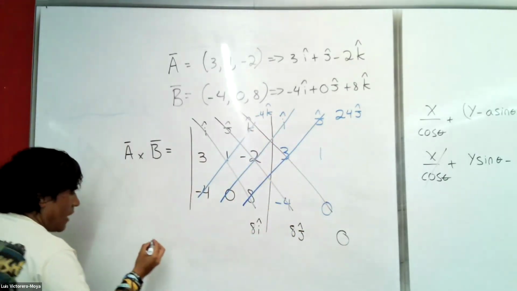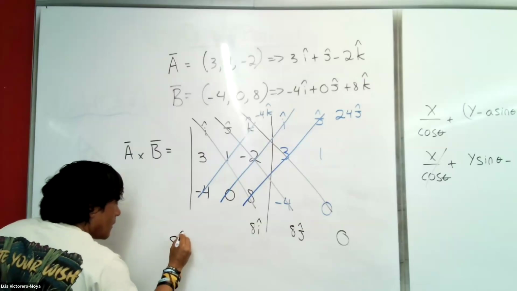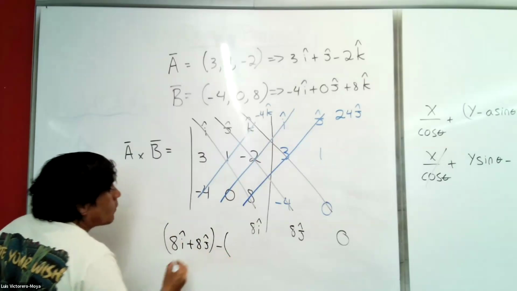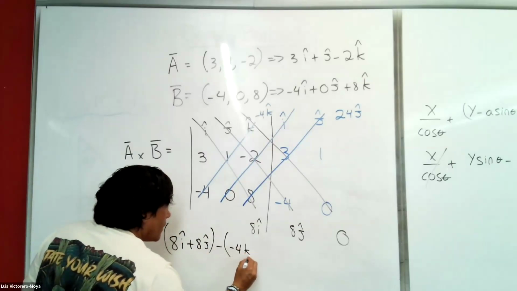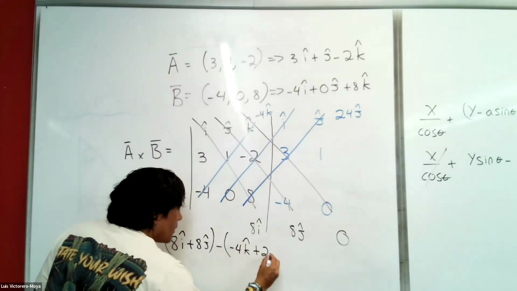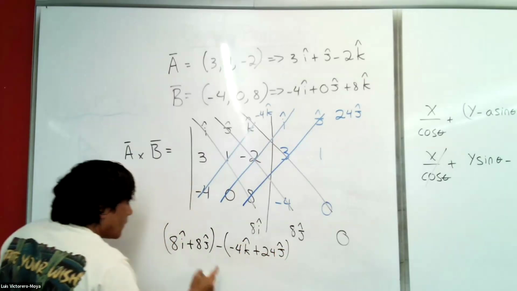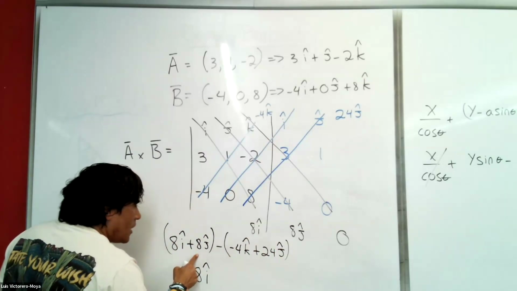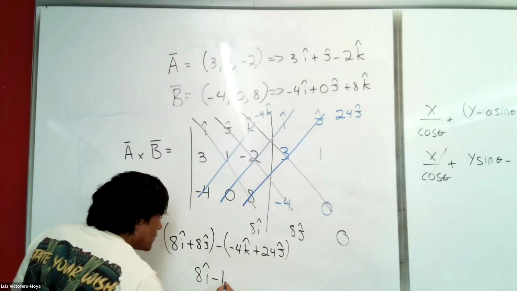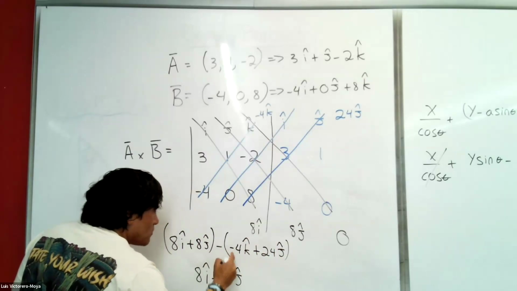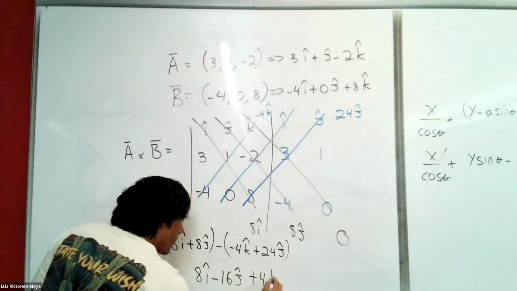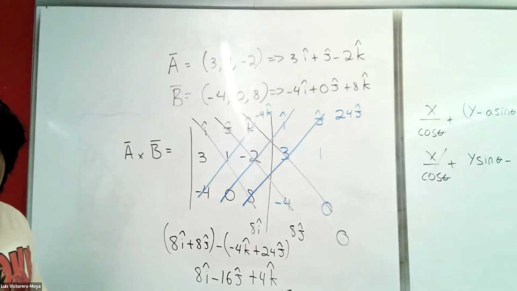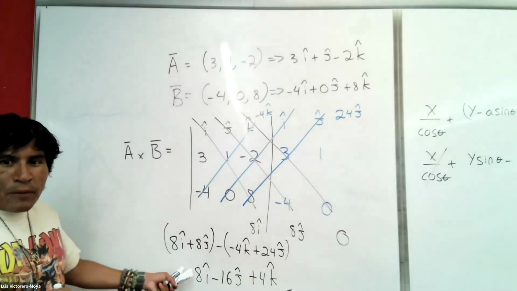So you will have 8i plus 8j, parentheses, minus the top, minus 4k plus 24j. 8i, there's no more i's. 8j minus 24j is minus 16j. Minus minus plus 4k. What can you notice? That the answer is a vector. So the cross product of vectors gives me a vector.